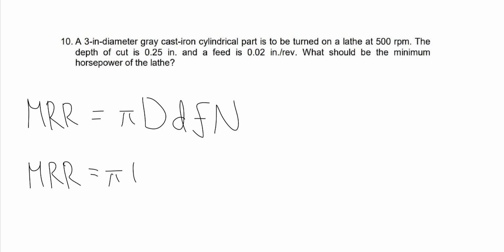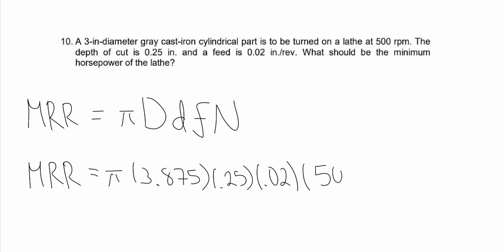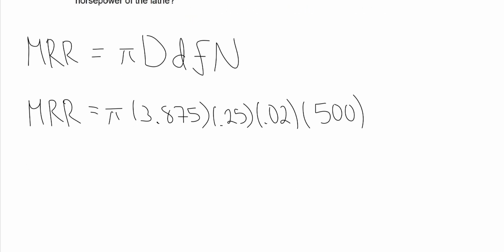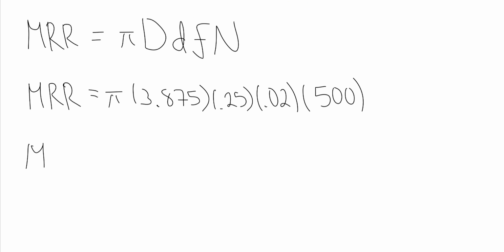We have pi. From the table, once again, as mentioned, we have 3.875 inches. Lowercase d is the depth of cut, so 0.25 of an inch. The feed rate is 0.02 of an inch per revolution. And n, which is the RPM, is 500. Working out this math, we obtain the following. So our material removal rate is equal to 36.5 cubic inch per minute.